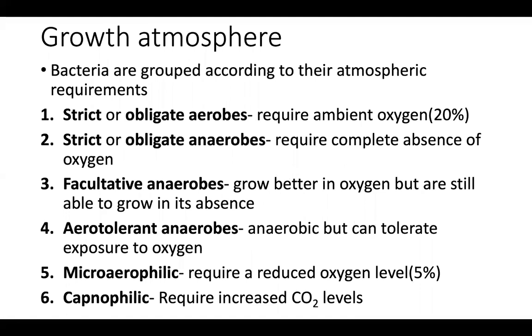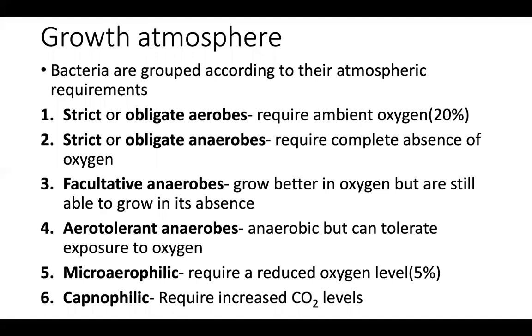So based on the growth atmosphere, we then group bacteria according to their atmospheric requirements. So we have the strict or obligate aerobes, which require or can survive in ambient oxygen of 20%. Then we have the strict, we also refer to them as obligate anaerobe. So you can either say strict anaerobe or obligate anaerobe. These require complete absence of oxygen. So they do not have the two important enzymes that are required to survive in the presence of oxygen. Then we have the facultative anaerobes, which grow better in oxygen, but are still able to grow in its absence.